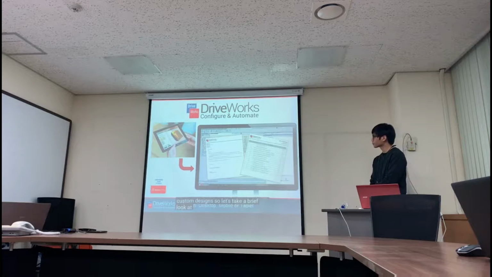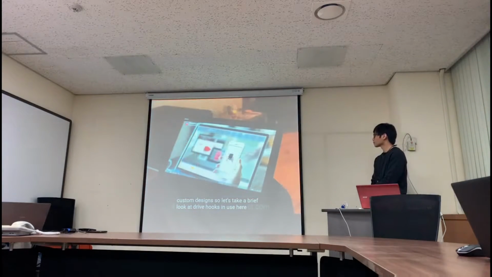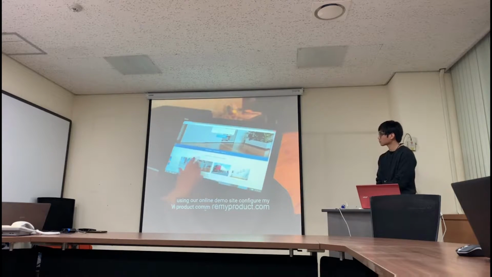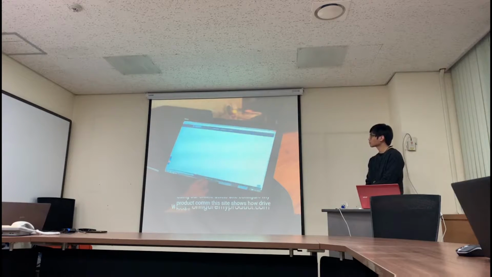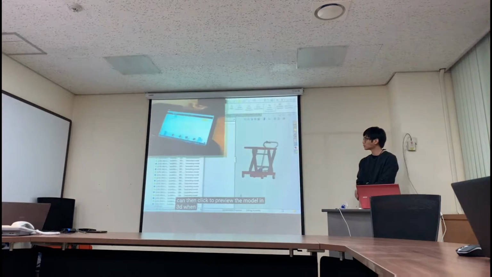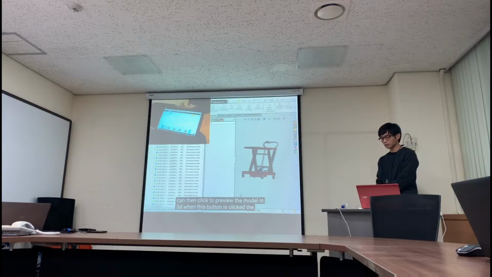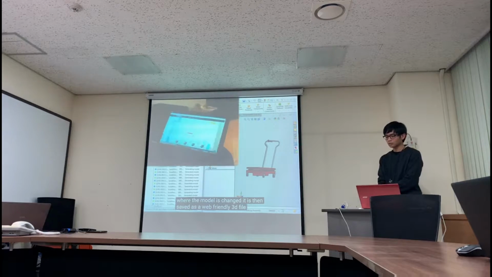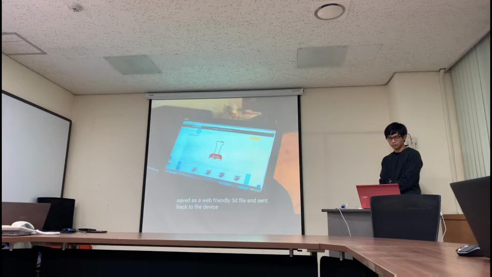So let's take a brief look at TriQuant in use. Here, we're using our online demo site, configuremyproduct.com. This site shows how TriQuant can be used within a standard website. Selections are made to configure the specification of our scissor lift. The user may click to preview the model in 3D. When this button is clicked, the information from the web is sent to SolidWorks, where the model is changed. This is then saved as a web-friendly 3D file and sent back to the device.